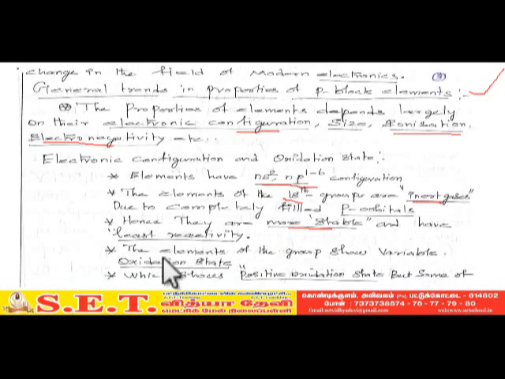The elements of the p block show variable oxidation states. The elements have different oxidation states, and some show positive oxidation states. Some of the p block elements have a negative oxidation state, like halogens, because they have a strong tendency to attract or gain an electron to give the stable halide ion.